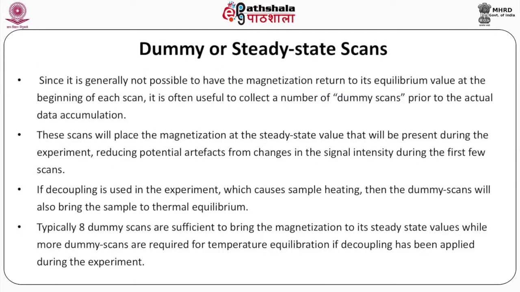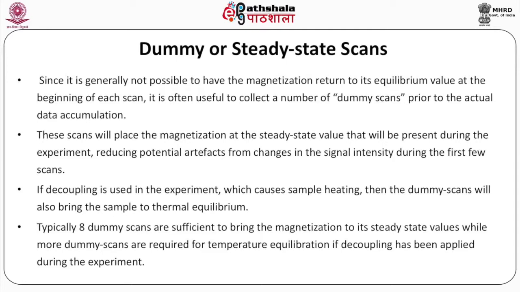Dummy or steady state scans. Since it is generally not possible to have the magnetization return to its equilibrium value at the beginning of each scan, it is often useful to collect a number of dummy scans prior to the actual data accumulation. These scans will place the magnetization at the steady state level that will be present during the experiment, reducing potential artifacts from changes in the signal intensity during the first few scans.